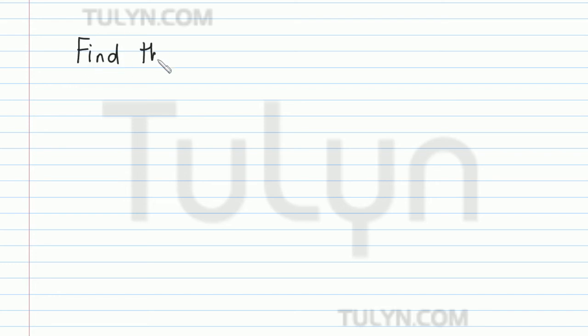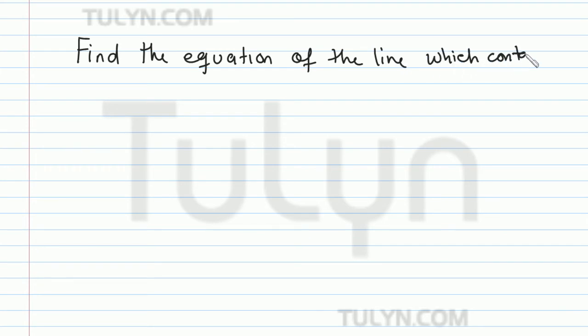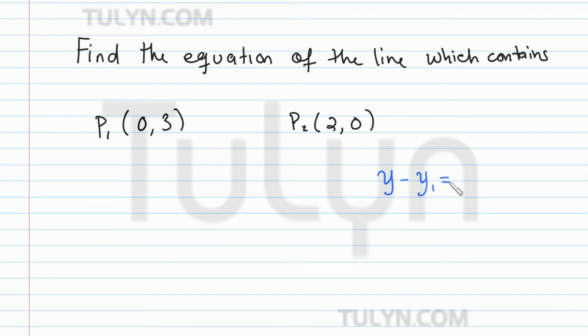Find the equation of the line which contains 2 points. And I'm going to let point 1 be at coordinates (0, 3), and point 2 be at coordinates (2, 0). So since we have 2 points, we can find the slope, and so we want to use the point-slope formula, which is y minus y1 is equal to m times x minus x1.